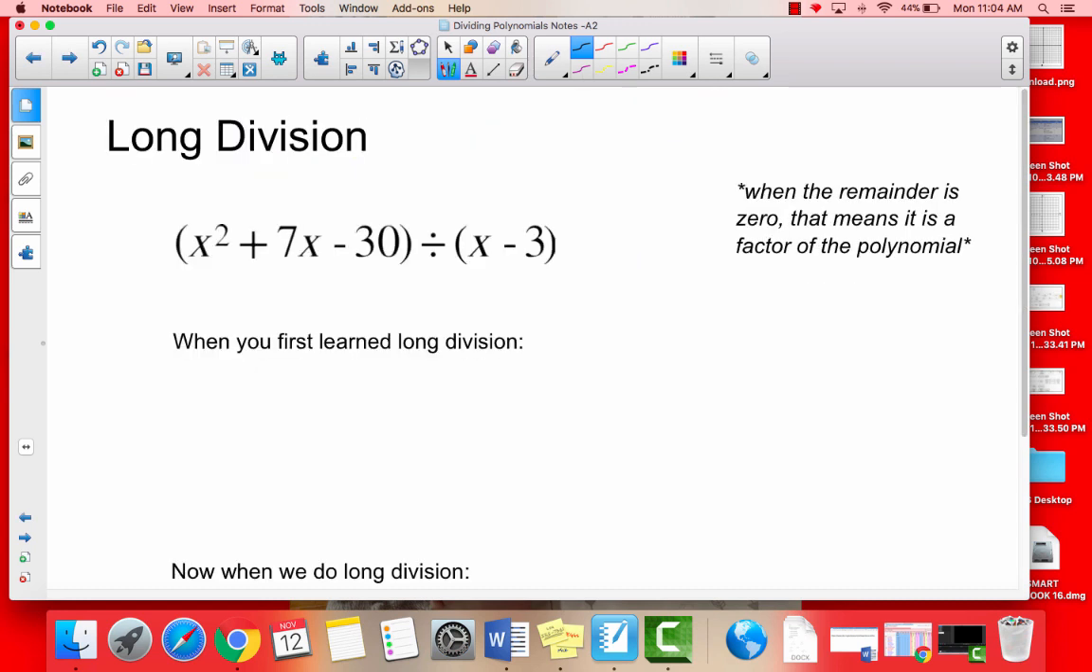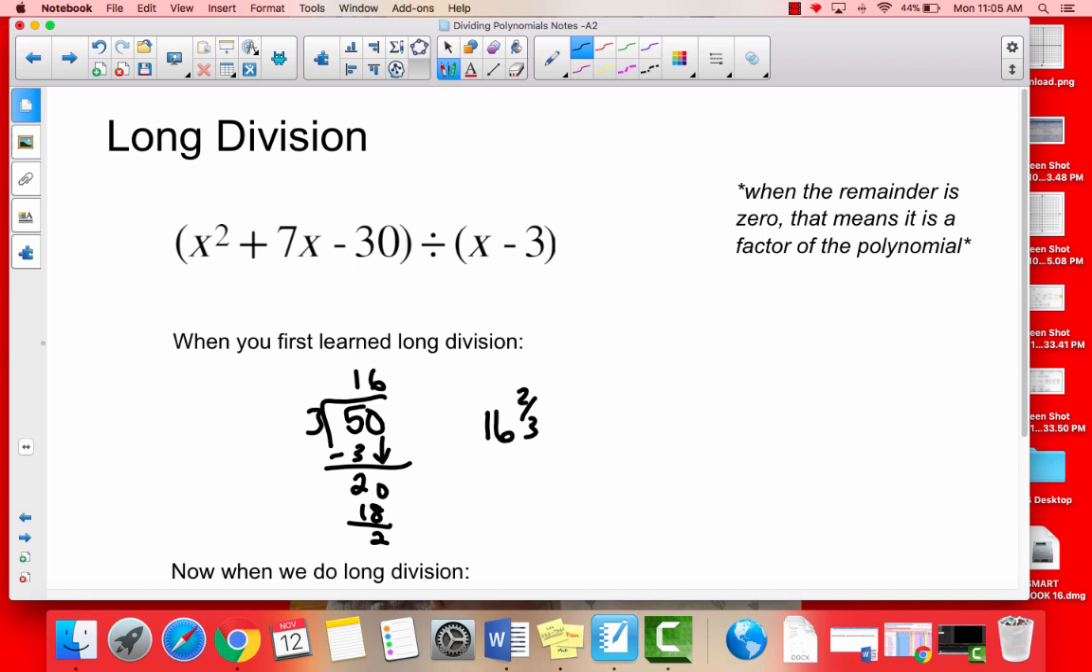Okay, now we're going to start talking about long division, where we have a divisor that's got addition or subtraction in it. Here we have x squared plus 7x minus 30, and I want you to divide that by x minus 3. When we first learned long division way back in elementary school, you learned it as maybe 50 divided by 3. 3 goes into 5 once, so 1 times 3 is 3, and we subtract and you get 2. You bring down the 0, and then 3 goes into 20 6 times with a remainder of 2, so we would write that as 16 and 2/3.